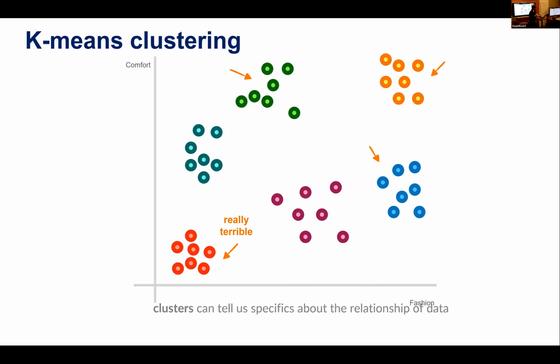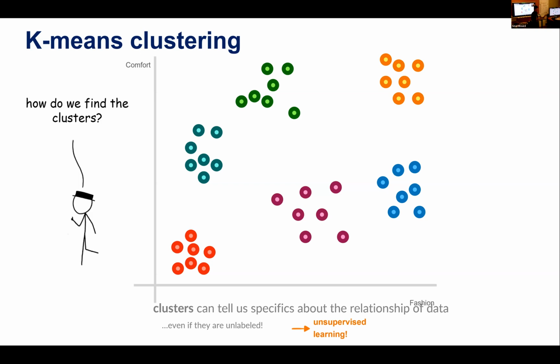Anyway, this begs the question, right? How do we find these clusters or these relationships between the data? We have unlabeled data and we need to find clusters. What do we want to do?